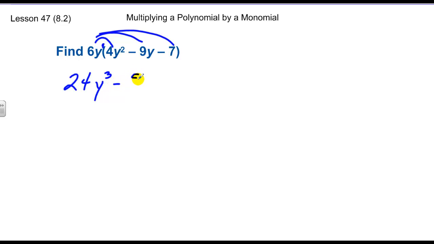Minus 54. Each variable has a power of 1, so that's y squared. And minus 42y. None of these have like terms. They all have the same variables, but none of their exponents are the same, so that's completely simplified.